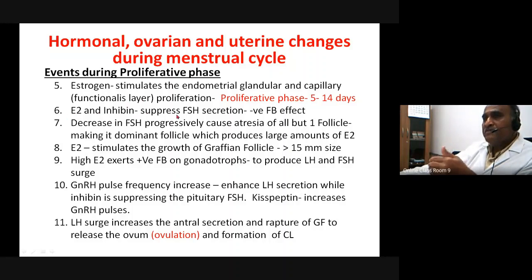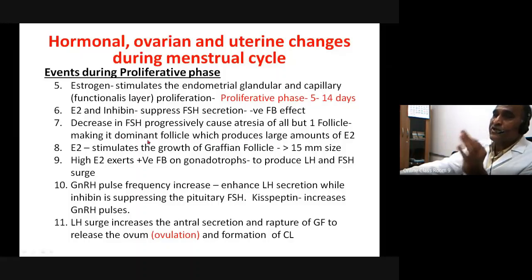Now because of the increased estrogen and inhibin, which is coming here, it suppresses the FSH secretion, because of the negative feedback. And this decrease in FSH progressively causes the atresia of the follicles, because there will be 4 to 10 antral follicles which are recruited, and all of them excepting one will be dying, or they will be atretic, or they will be dead. So that means only one follicle remains, and it is a dominant follicle.